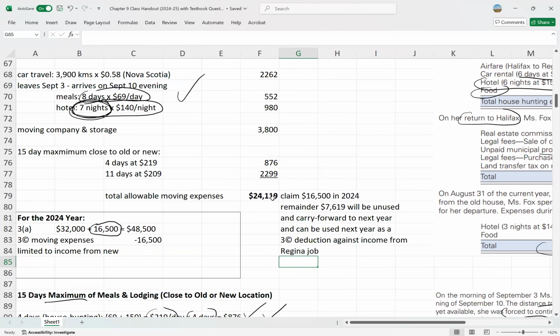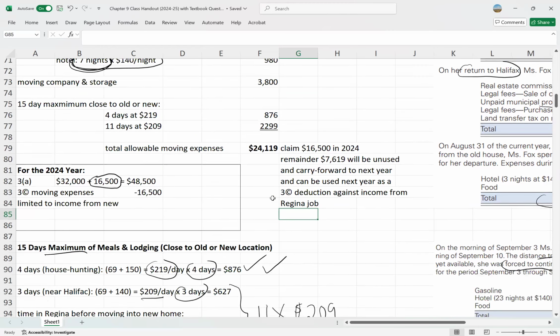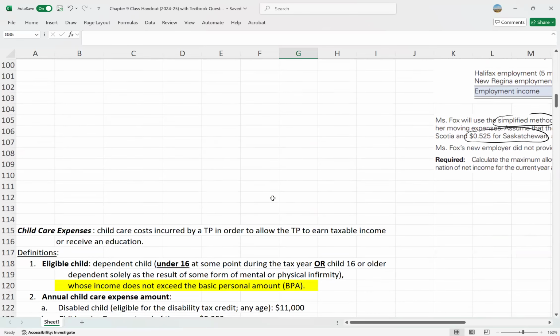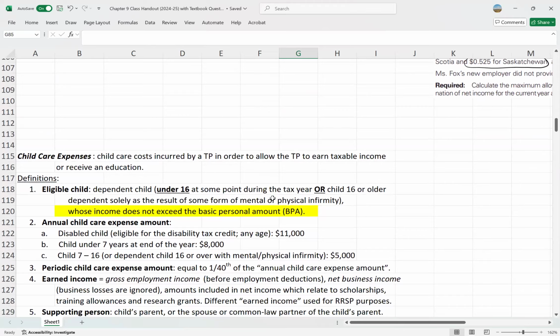So that's one of those 3C deductions that we talked about. The next one we're going to talk about is childcare costs. So let's move down here and talk about childcare expenses. The premise is that if a taxpayer has to incur childcare costs because they need someone to take care of the kids in order for them to earn income, then those childcare costs are deductible. Or if they are, let's say, going to school full time and they need someone to take care of the kids while they're in classes, that again would qualify as well.